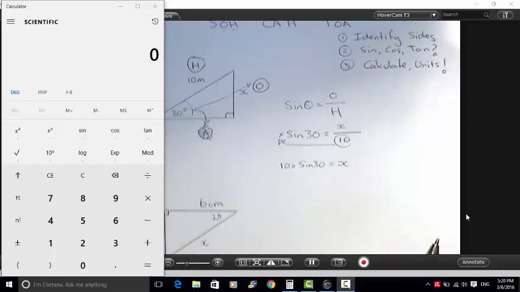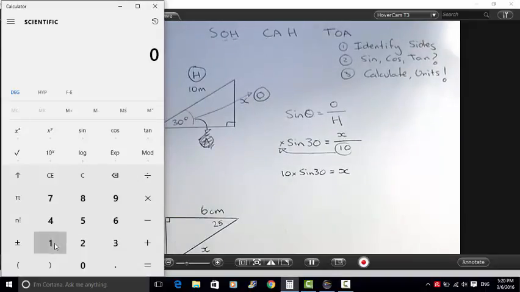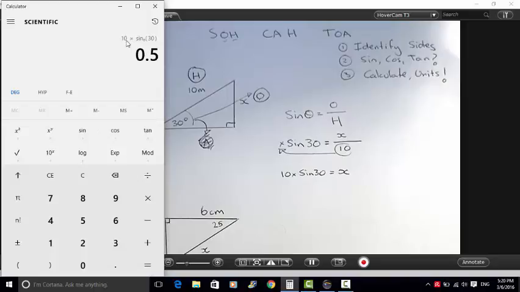What we do now is we can use our calculator to work that out. 10 times this one, I think we enter 30 then sine. And it brings up 10 times the sine of 30. Your calculator might be different. You might have to put 10 times and then hit the sine button, then 30. That's a matter of working out how your calculator works. But this one I hit 10 times 30 and then did sine after. You'll have to work that out.